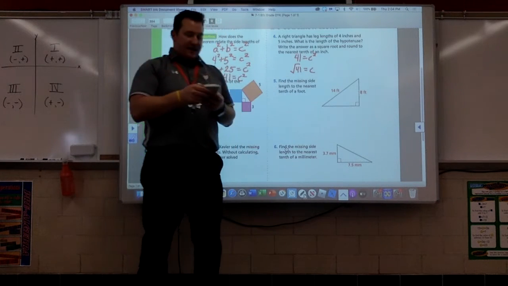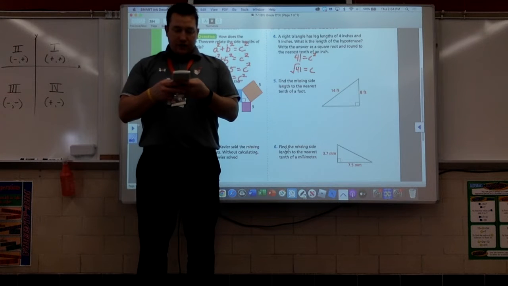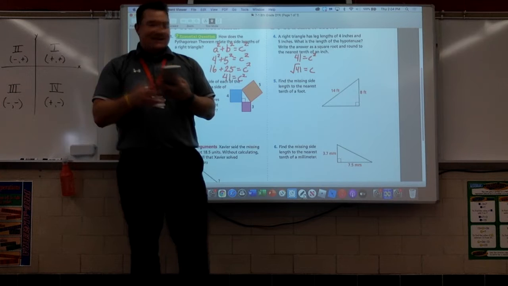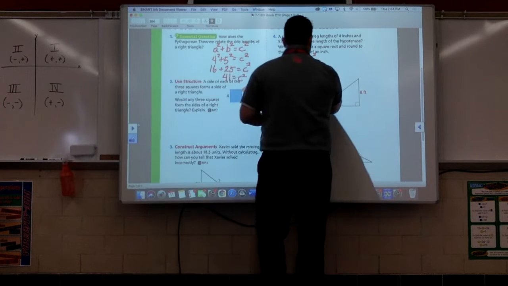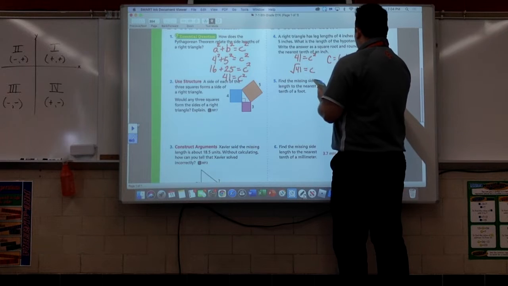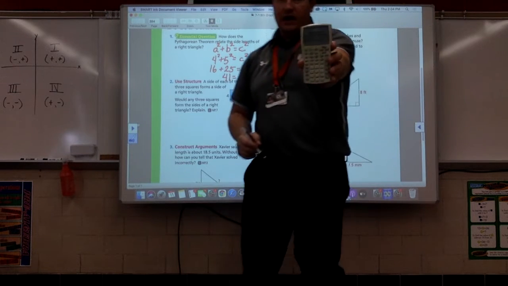But it also would like it to the nearest tenth. So, calculator up, here we go. Square root of 41 to the nearest tenth, c could be 6.4 inches. Okay, again, got to be a good rounder.